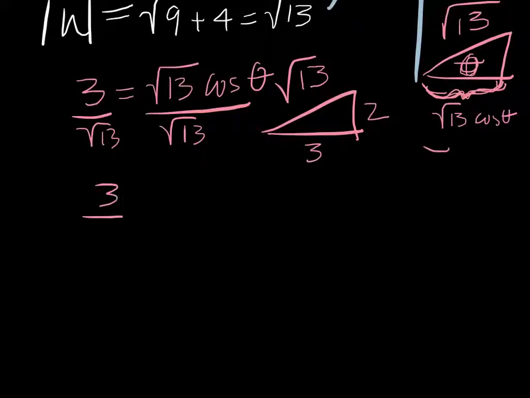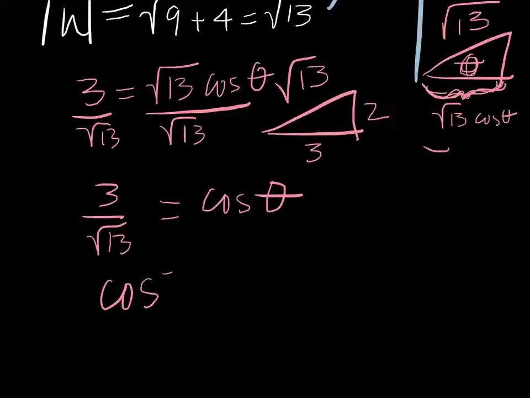So just to keep it neat, I have this: 3 divided by the square root of 13 equals cosine theta. I'm looking for theta, so I have to find the cosine of what angle equals 3 divided by the square root of 13. This is when a good application of your inverse function is.